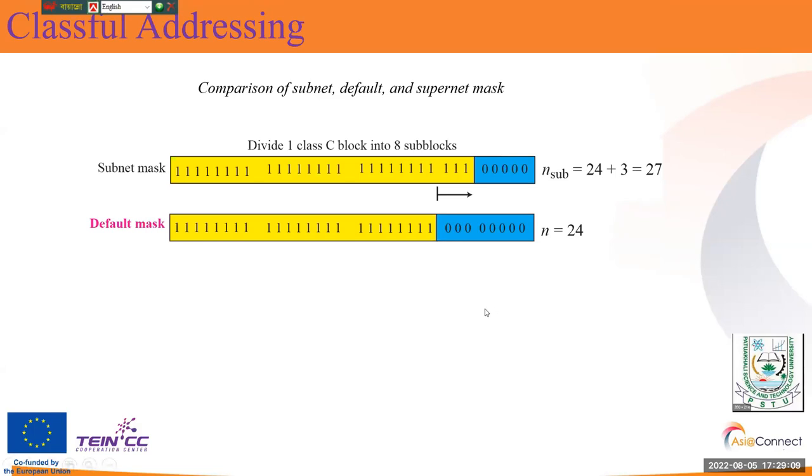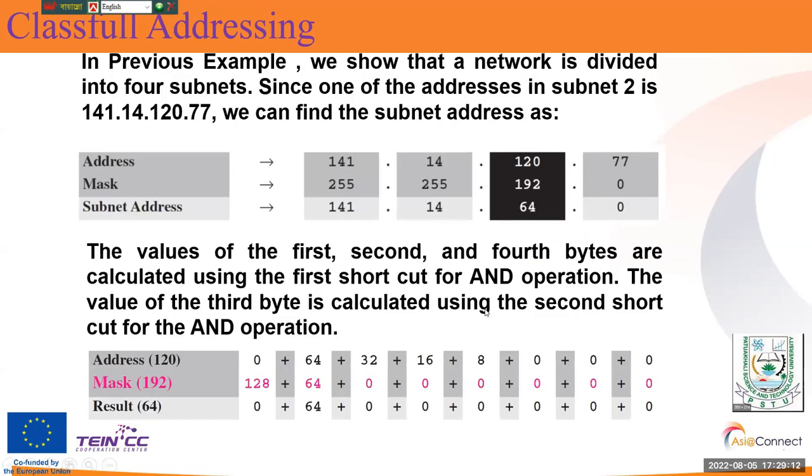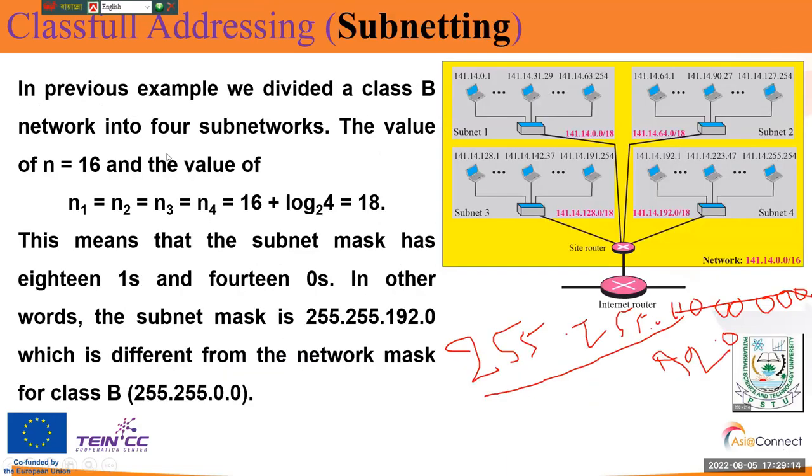A question: how does the 192 come? You can see that it is slash 18. So you can convert it to 255.255 because the first 8 bits are ones, the second 8 bits are ones, then 2 bits are ones. That means 8 plus 8 is 16, plus 2, which makes a total of 18. If you convert this binary to decimal, then you get 192. I think it's clear now.